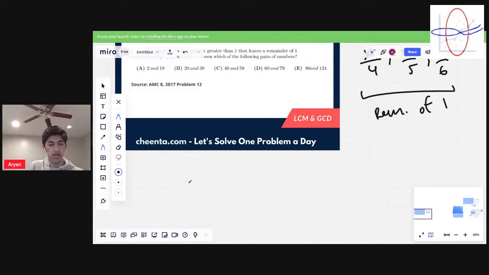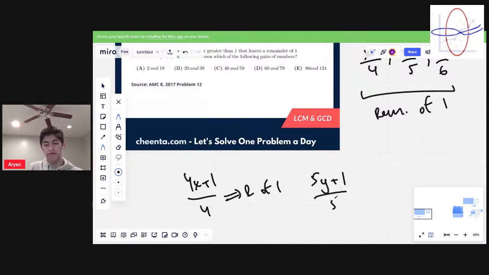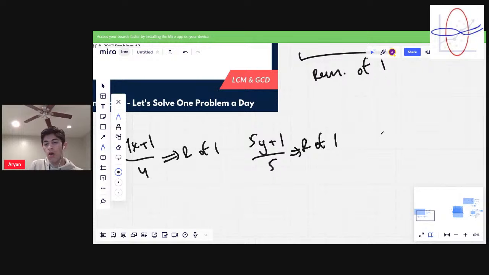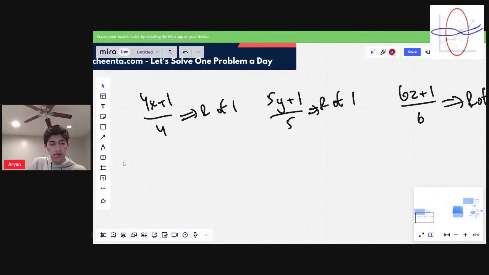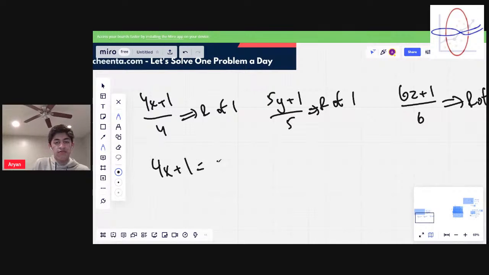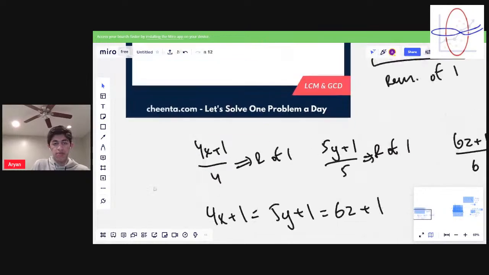Because if we think about it, 4x plus 1. If I divide this by 4, I get a remainder of 1. If I have the same number, that could be written as 5y plus 1, and divide by 5, I again get a remainder of 1, and then same exact logic. It says x, but 6z plus 1 divided by 6, remainder of 1. And so basically this means that 4x plus 1 has to equal 5y plus 1 has to equal 6z plus 1, right? Because all of these must be that same number, right?